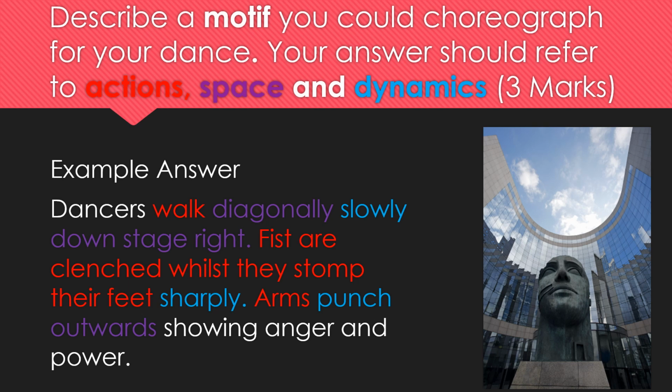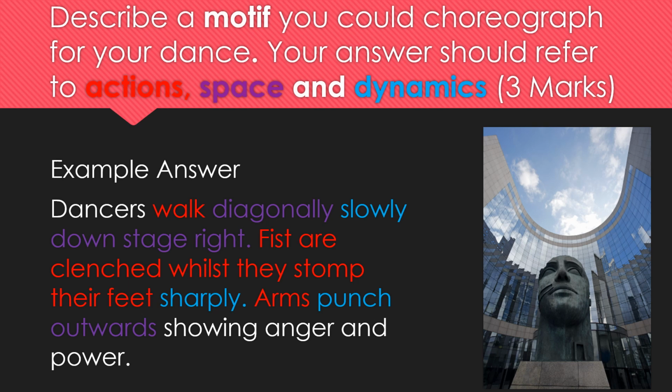And I've highlighted for you which of these are actions, which of these are space, and which of these are dynamics. So the actions there, you have the walk, you have the fists that are clenched, you have the stomping of the feet, and you have the arms punching outwards. Spatially, a really easy one is to say you're facing, so a diagonal facing. You can also talk about where they're going from and to. So downstage right, you might say to center stage. That is telling me the space.